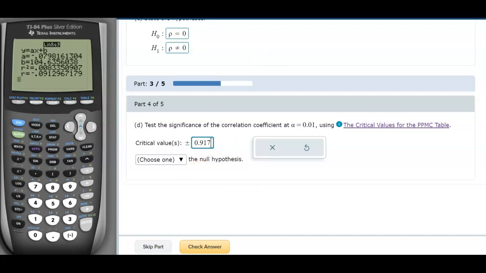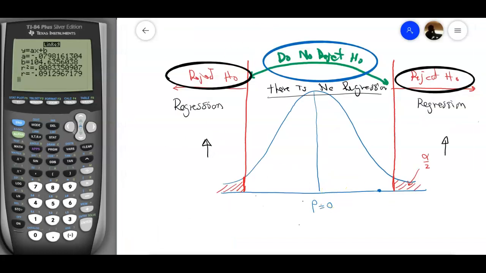So let me go to the whiteboard. Here is a chart of the graph. The R critical here is going to be minus 0.917, and the R critical again here, there are two values, 0.917, and the R calculated, the statistic, is going to be negative 0.091. This value, if I place it, is going to be somewhere here. And as you can see, it did not reject the H0.